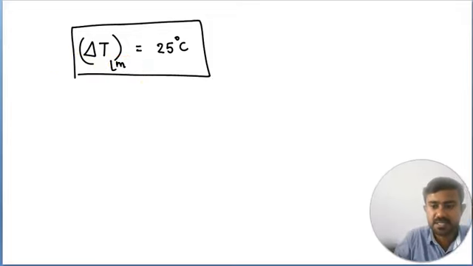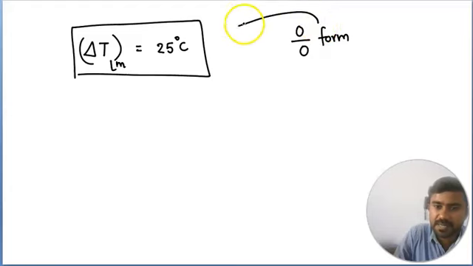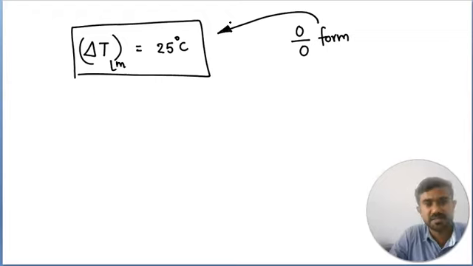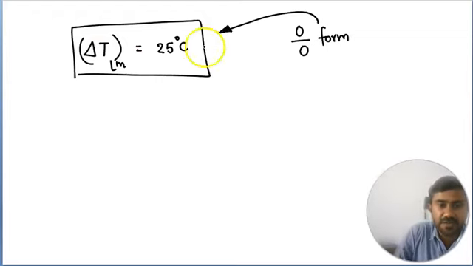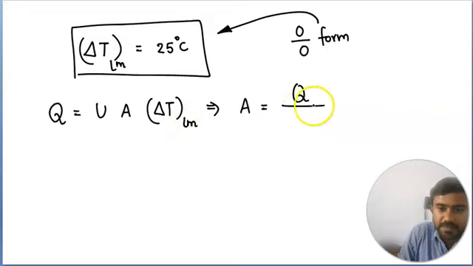Whenever this special case comes, you should remember that you will get a 0 by 0 form for the LMTD, and using L'Hopital's rule you can prove that the LMTD is the same as the temperature difference at the inlet or the temperature difference at the outlet of the heat exchanger. Now we have figured out the LMTD is 25. We can go back to the same equation, Q equals UA into the LMTD, and area is Q by U into the LMTD.